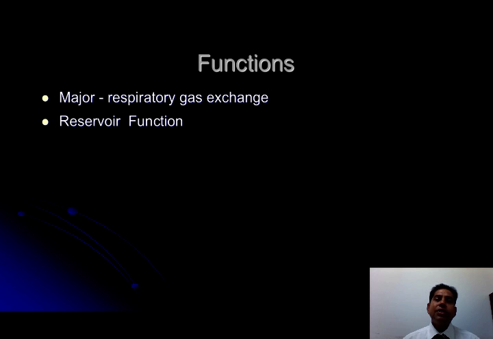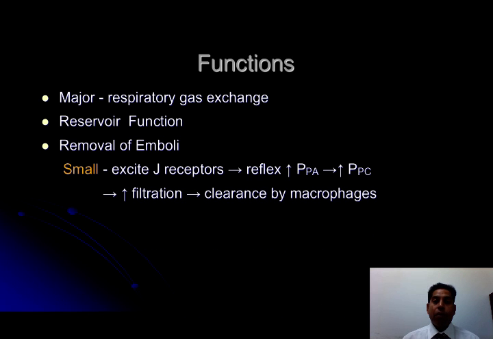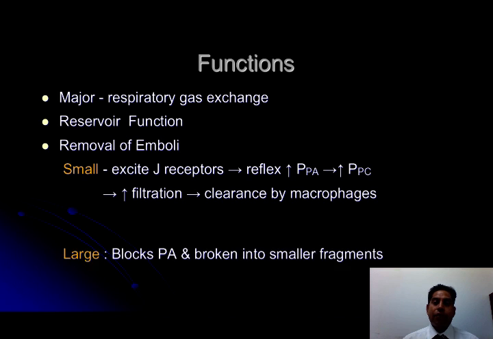The other function is that of a reservoir. It also acts as a filter for removing emboli. Now, if the emboli are small, they excite the J receptors, leading to the J reflex, where there is a reflex increase in the pressure in the pulmonary artery, which leads to an increase in the pulmonary capillary pressure. This increases the filtration, and once the filtration increases, the small emboli are cleared by the macrophages.